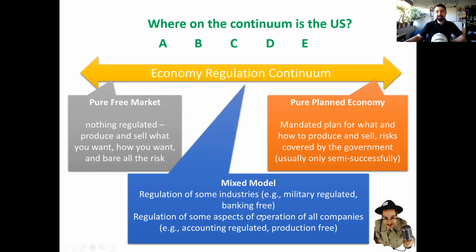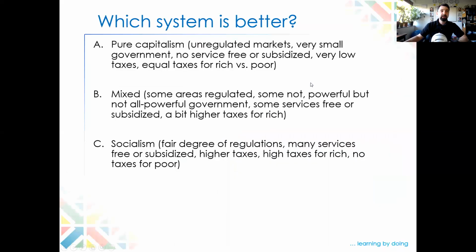So on this list, obviously, the United States probably would be around B. It's not a pure economy. It's probably less regulated than most countries, but it's definitely not an A, right? And so other countries may be more like C or D on this continuum, if we assume that A and E are extremes. So which system is better?